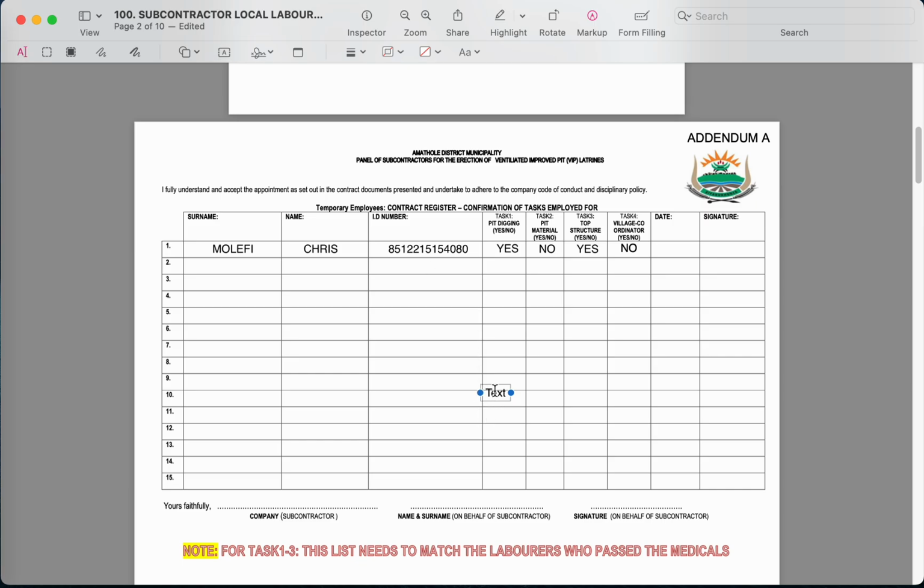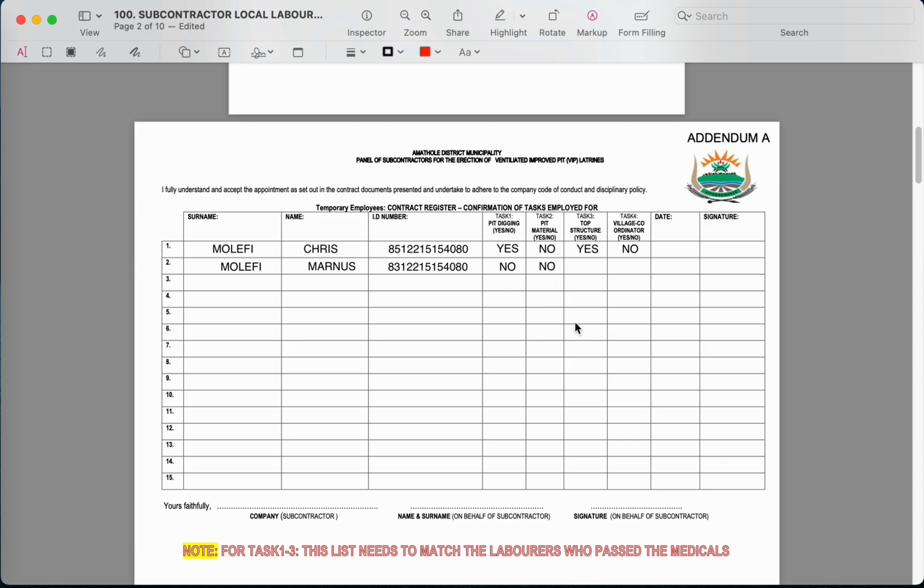Let's say we have another employee by the name of Marnas. I think that's how you spell Marnas. Let's just use Marnas Mulifi for the sake of the example. He's also one of the employees. Let's say Marnas is our supervisor, meaning we also add him here, no matter what, because this is a register for all the employees that you have on site or that are working.